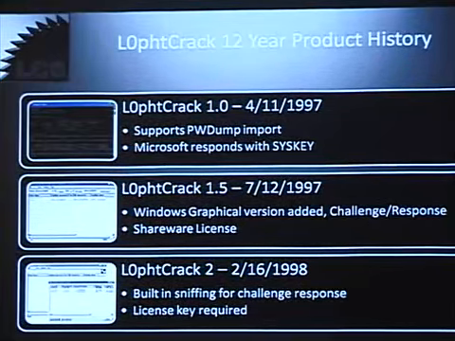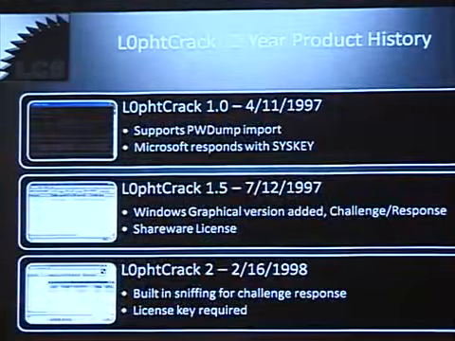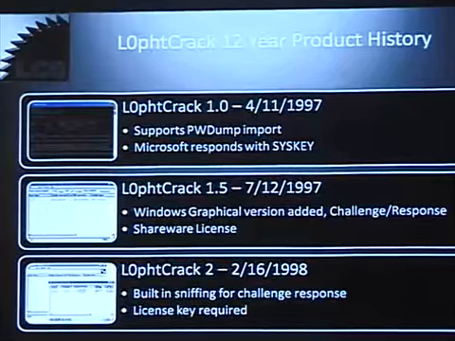So we came out with L0phtCrack 1.5, and we said, let's put a shareware license on it. Shareware was kind of big in the late 90s. I don't think anyone uses that term anymore. We'll put a license on it and say, if you're a corporation or the government and you're using this in a for-profit way, you're a legitimate business and all that, well, you should send us $50.